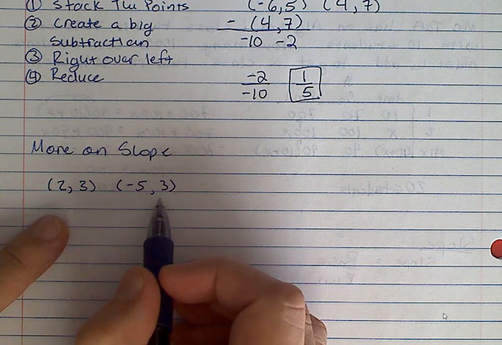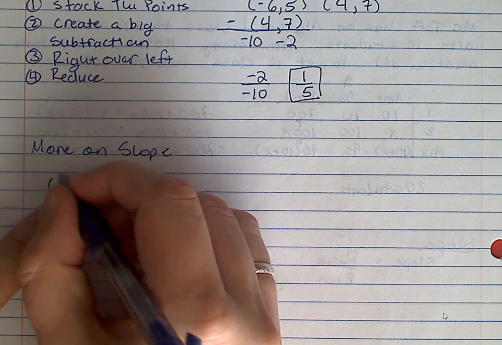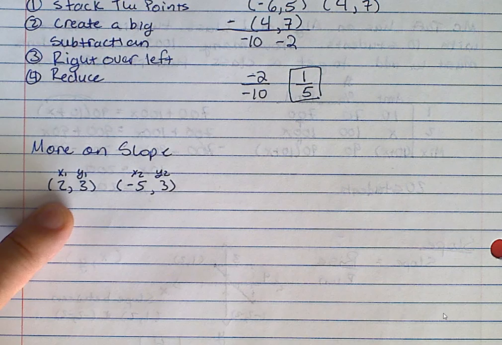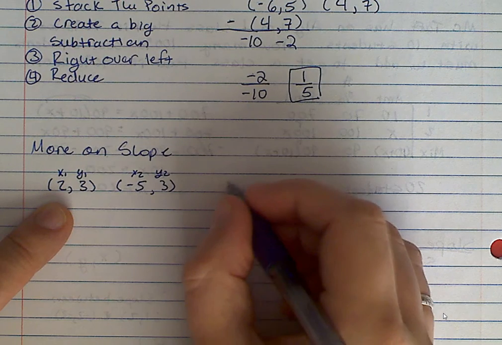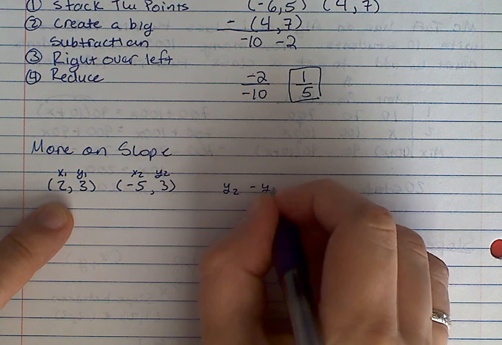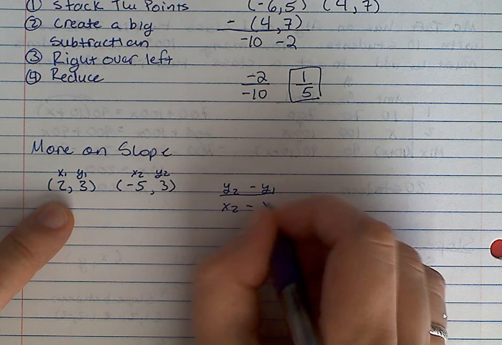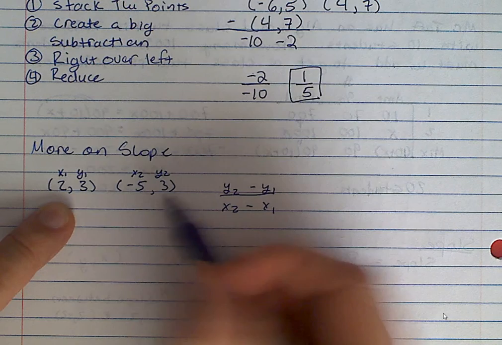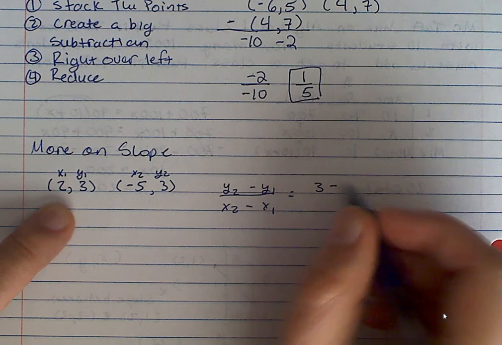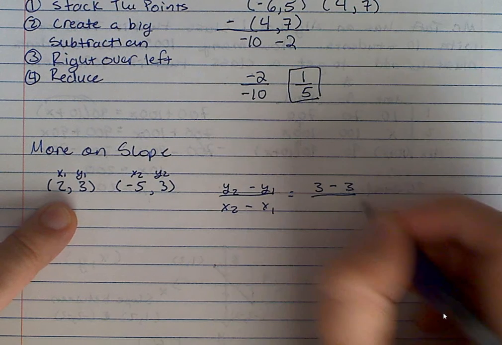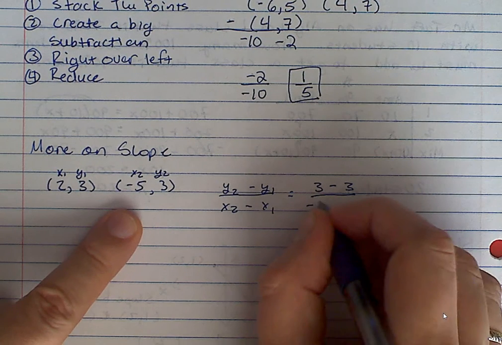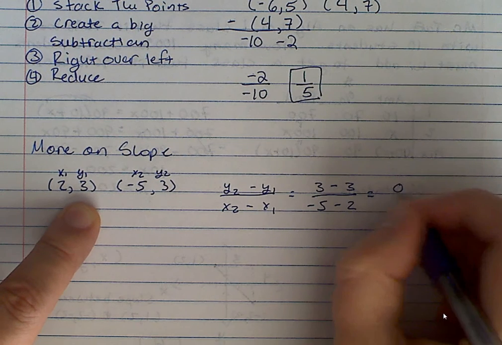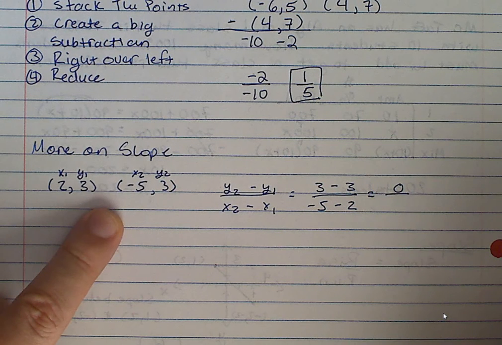If we're finding the slope between these 2 points, we're going to use the formula. I'm going to call this x1 and y1, and then this is x2 and y2. The formula is y2 minus y1 over x2 minus x1. Y'all with me? Okay, so y2 is 3, so I'm going to do 3 minus y1, which is 3, over x2, which is -5, minus x1, which is 2. So 3 minus 3 is 0, over -5 minus 2, which is -7.